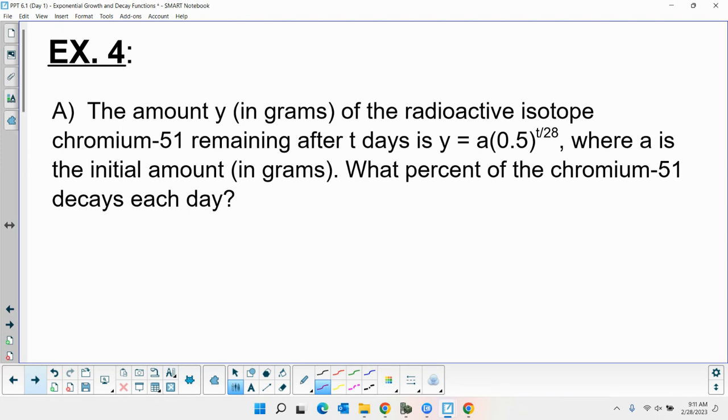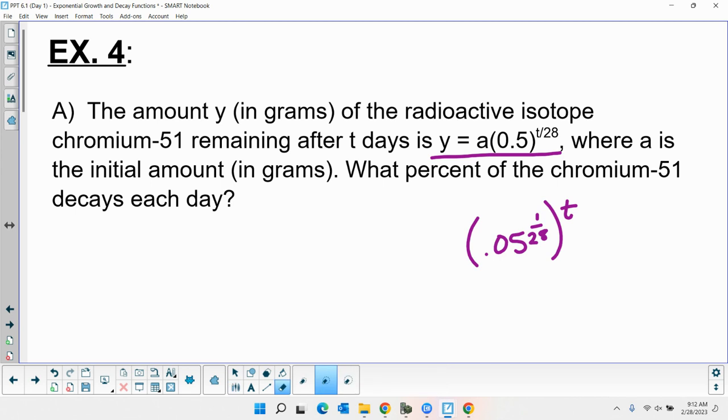The amount Y in grams of the radioactive isotope chromium-51 remaining after T days is this formula, where A is the initial amount in grams. What percent of the chromium-51 decays each day? All right. Well, we want it to be to the T power, right? So we got to do 0.5 to the 128th power.